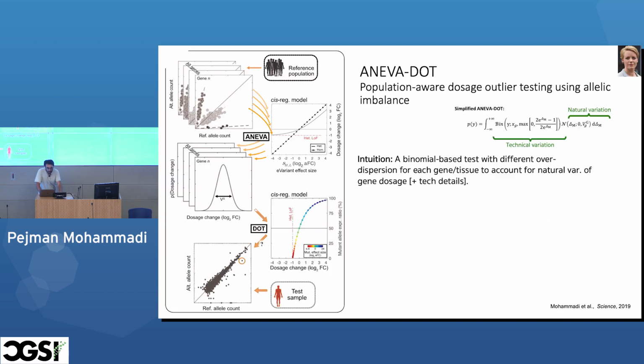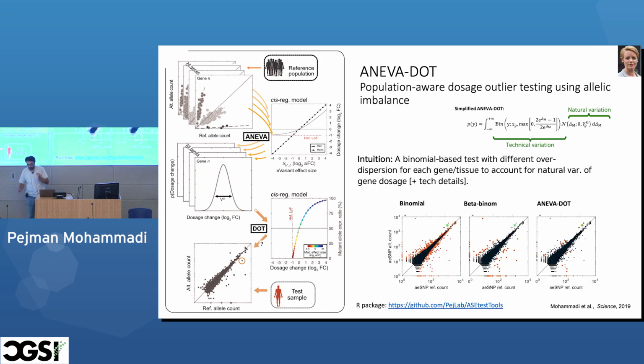Now, this is an example of using this model. This is work we did a few years ago, where we used this model to estimate the overall level of regulatory variation in a population, and used that to test, in individuals with rare diseases, whether they have a gene that seems to have excessive allelic imbalance, indicative of some sort of large effect mutation.